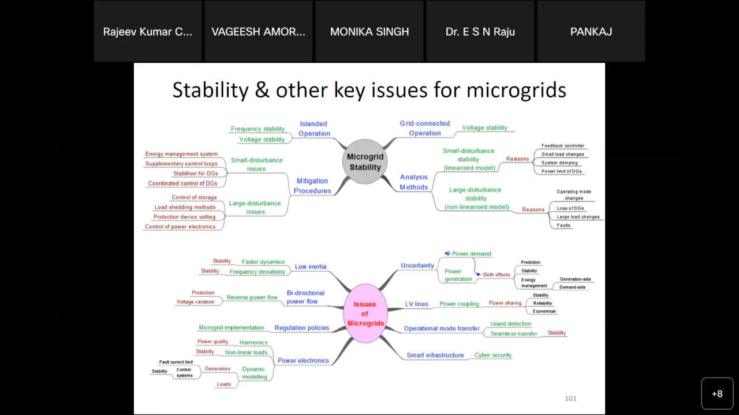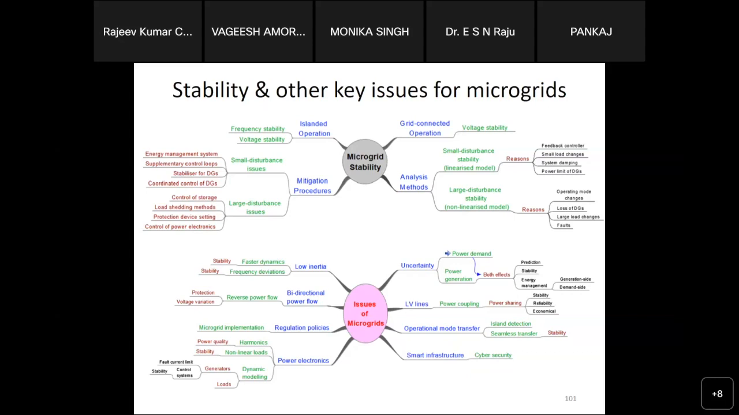With that, we have to go with the control of the single energy storage or the control of the hybrid energy storage. Or maybe we can also go with load shedding methods, from which we can shed the controllable loads, the flexible loads, or the non-critical loads. And from that, we can maintain the matching between the generation and the demand. We can also go with the protection device setting for mitigating the large disturbance issues. We can also go for the control of the power electronic devices for DCMG large signal stability.